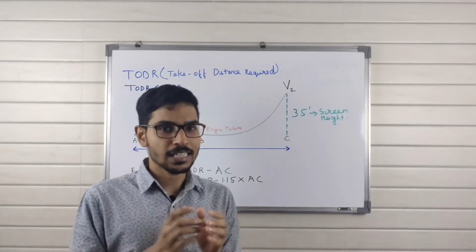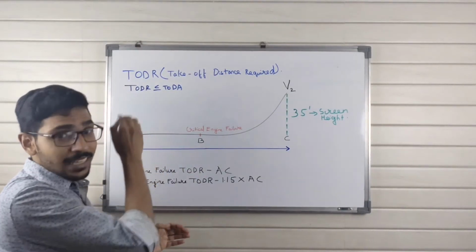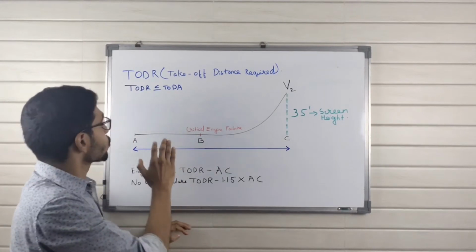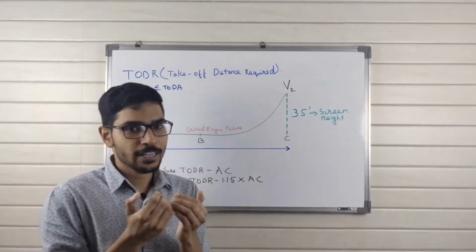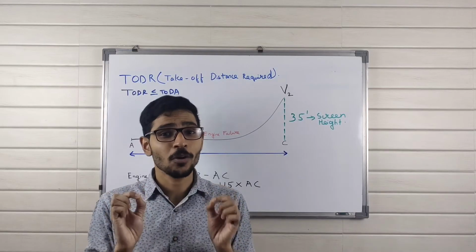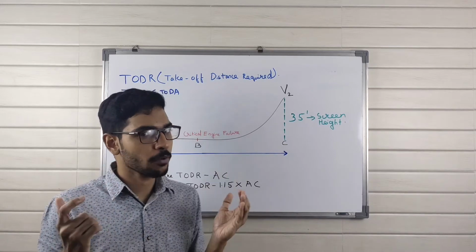So the first distance is takeoff distance required. It is less than or equal to your takeoff distance available. So your required distances must always be lesser than what is available, right? There are two possibilities here. There could be an engine failure or it could be a normal flight.